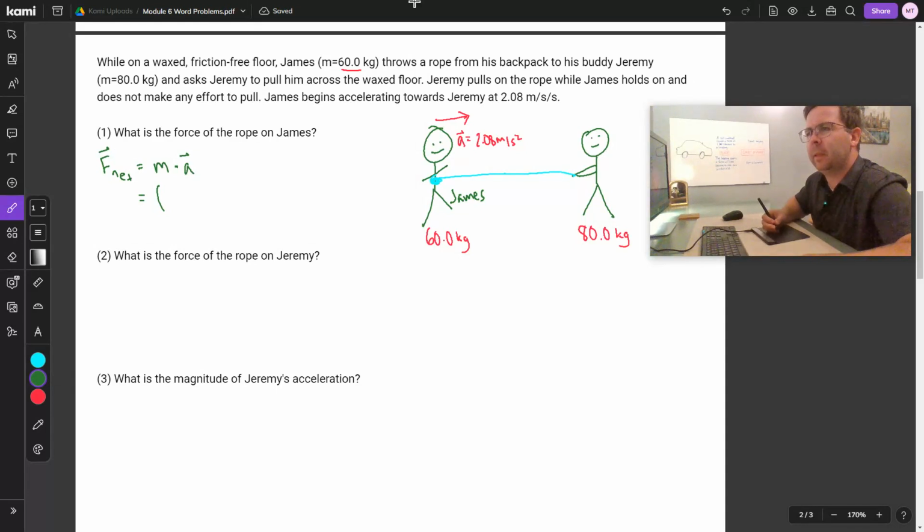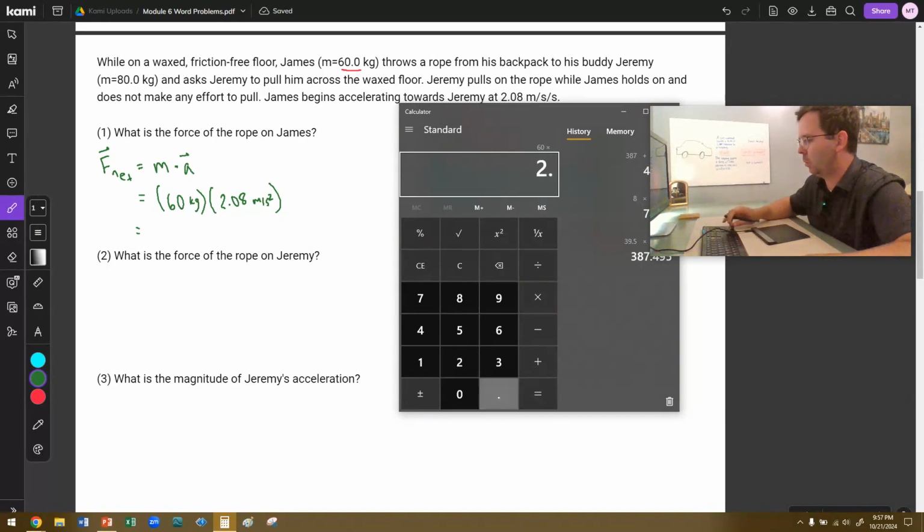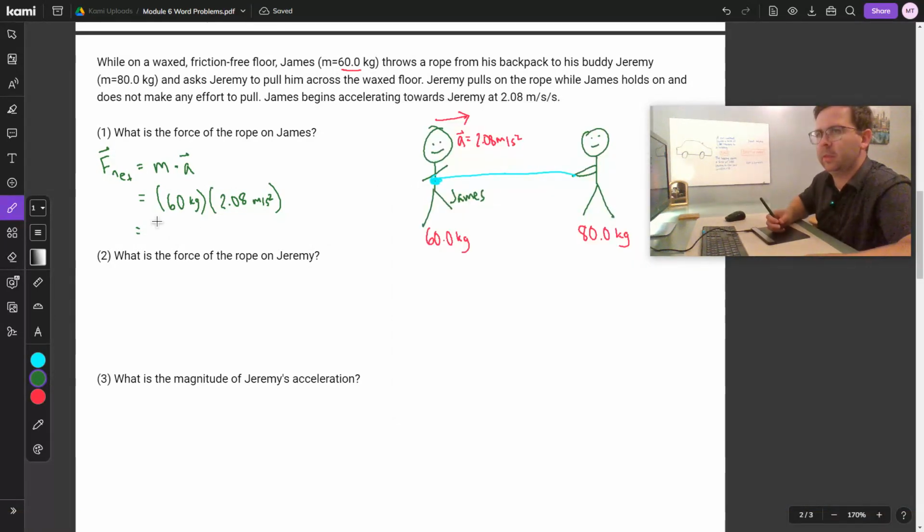So the mass is 60 kilograms, and the acceleration is 2.08 meters per second squared. And so the calculator tells us 60 times 2.08 is 124.8. Looks like we need to have 3 sig figs because we have 3 here and 3 here. So we're going to round this to 125. So the amount of force being applied by the rope is 125 newtons.